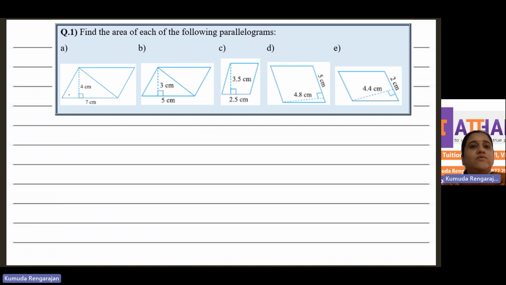Okay. So area. Just remember that the formula to find the area of a parallelogram is base into height. Base into height. That's all. Base into height is the formula to find the area of a parallelogram. So now listen, we'll answer the first one.